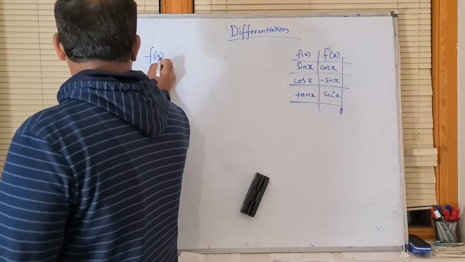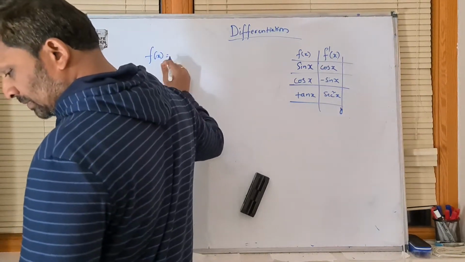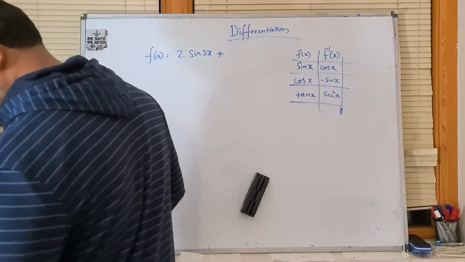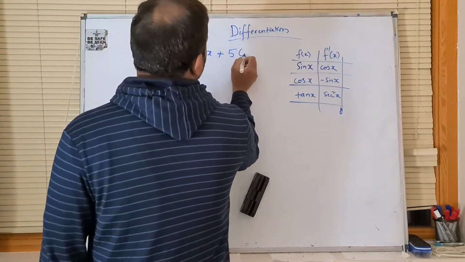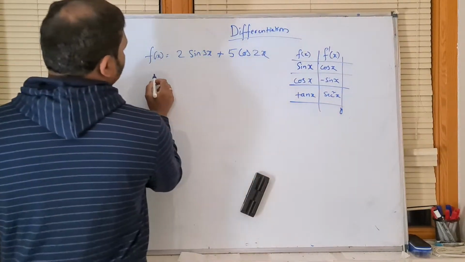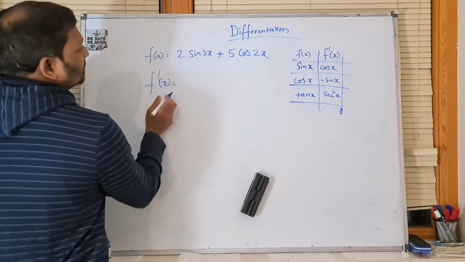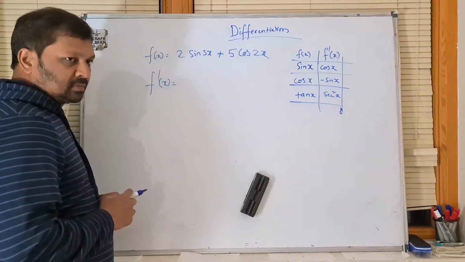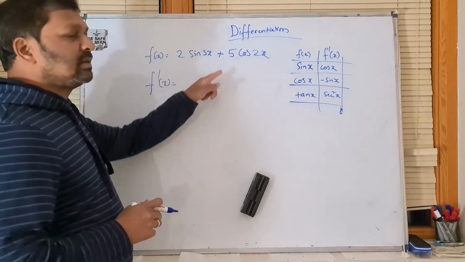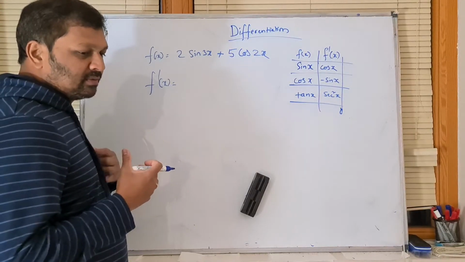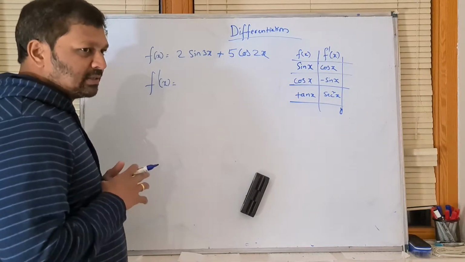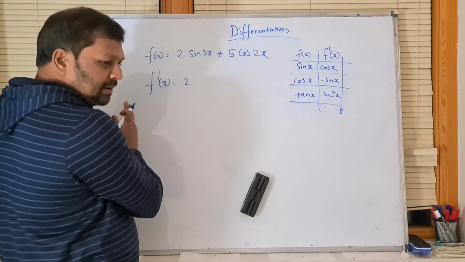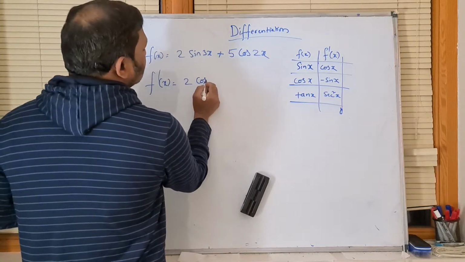f of x is equal to 2 sine 3x plus 5 cos 2x. So what is f dash x? Do each one, because it's a sum of two functions. You can individually differentiate them and put plus. 2 times, because this is a constant coefficient, you can keep it aside. Cos 3x.